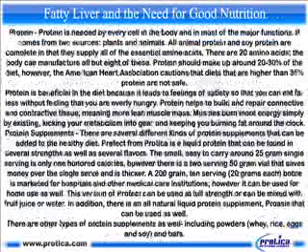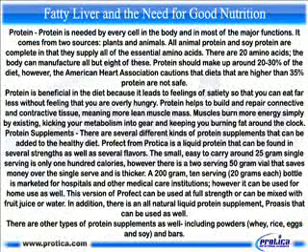Protein is needed by every cell in the body and in most of the major functions. It comes from two sources, plants and animals. All animal protein and soy protein are complete in that they supply all of the essential amino acids. There are 20 amino acids. The body can manufacture all but 8 of these. Protein should make up around 20 to 30% of the diet, however, the American Heart Association cautions that diets that are higher than 35% protein are not safe.